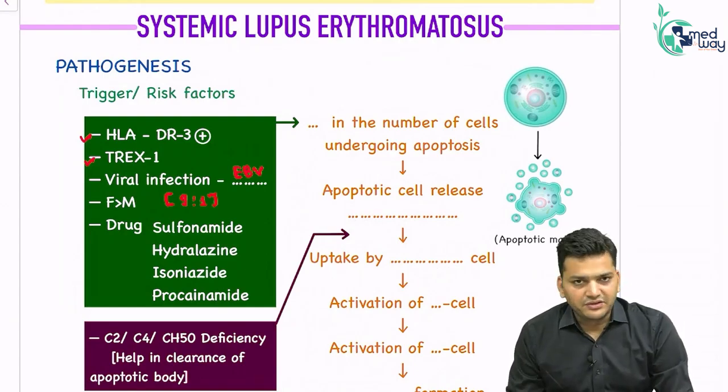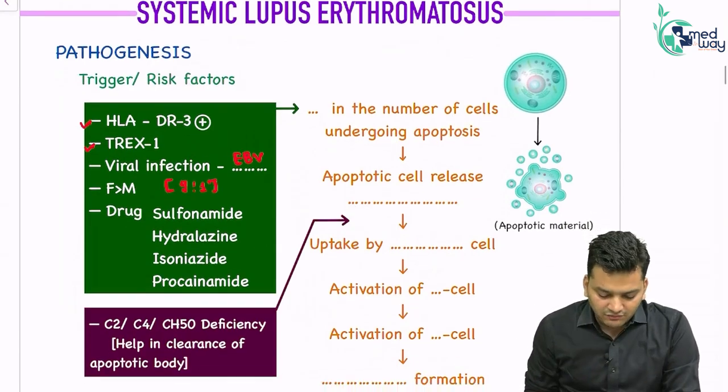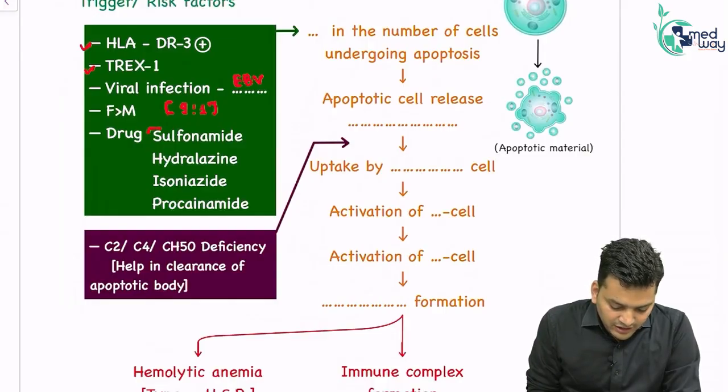Plus, there are certain drugs which can also trigger SLE, such as sulfonamide, hydralazine, isoniazid, and procainamide. So, the mnemonic that we generally use is SHIP, the SHIP drugs.